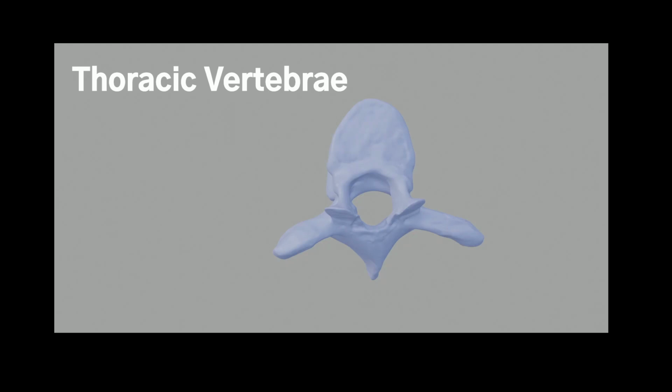The thoracic vertebrae have large heart-shaped bodies for moderate weight bearing. The foramen is more circular. The spinal cord is smaller in diameter in this region as compared to the cervical or lumbar regions.